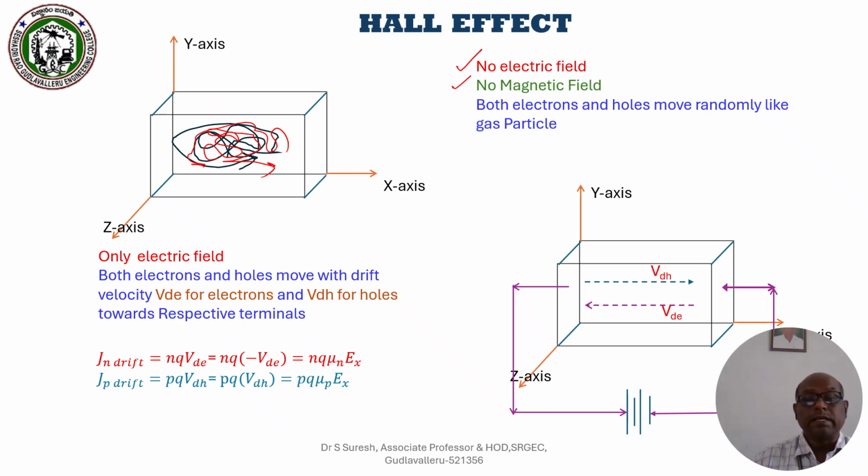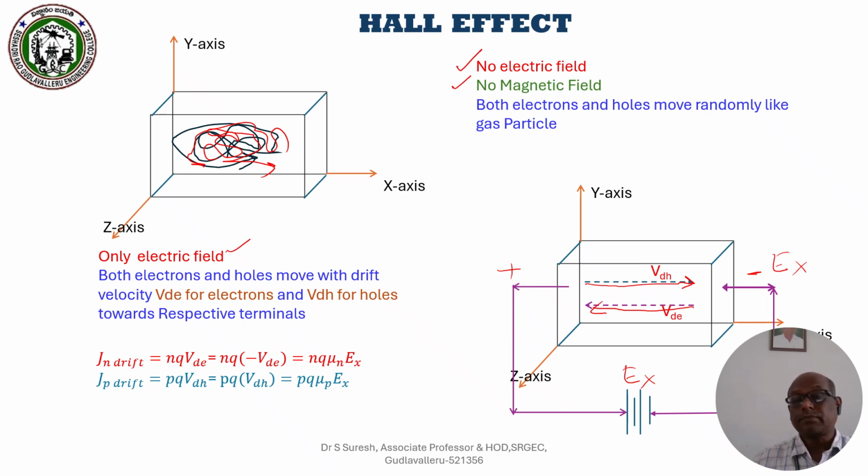But if you apply only electric field, here we are applying electric field E along the x-axis, this side negative, this side positive. When we apply electric field only, no magnetic field, both electrons and holes will drift. Holes drift towards the negative terminal with the drift velocity VDH, and electrons drift towards the positive terminal with velocity VDE. Here VDE is the drift velocity for electrons, VDH is the drift velocity for holes.